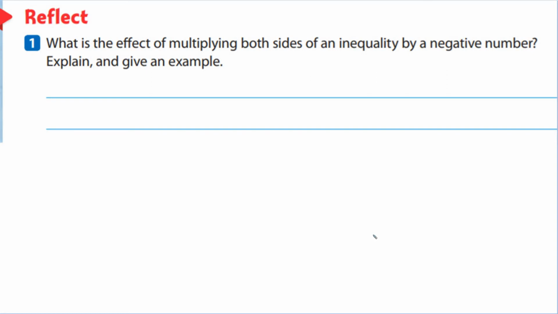Let's reflect. Question 1. What is the effect of multiplying both sides of an inequality by a negative number? Explain and give an example. Pause this video, see if you can answer this question, and then we will break it down for you. Give you an example.